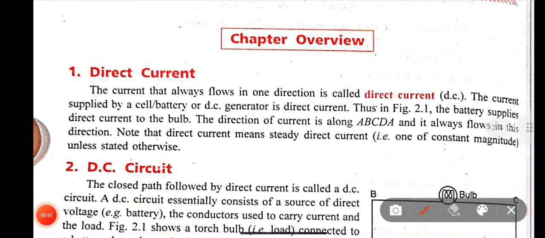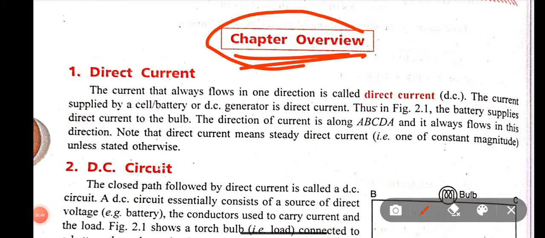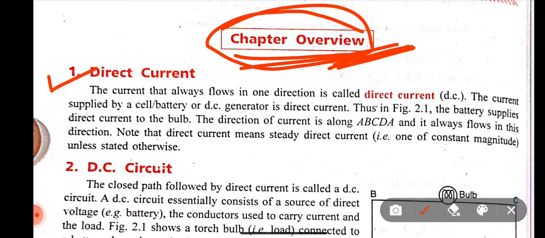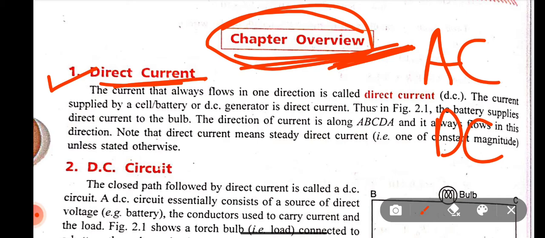So this is the first video lecture of the second chapter, in which firstly we have to read the chapter overview, because I think if you start any chapter, then the chapter overview is really important to build interest in the chapter. So firstly we have to go through direct current. What is direct current? There are two types of current, as we know: one is AC and one is DC. In this video lecture we have to cover direct current.